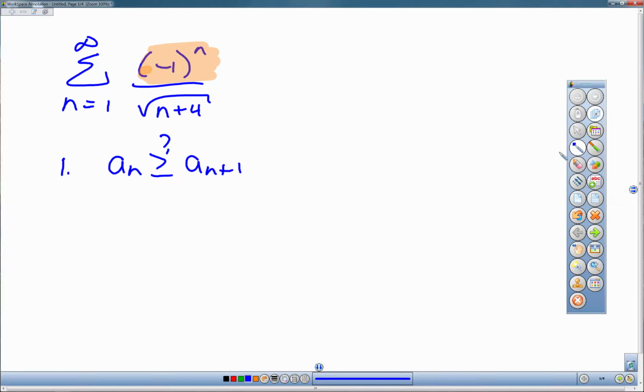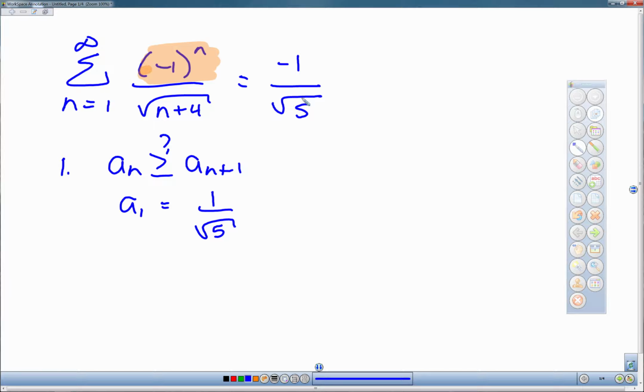So let's write out a couple terms to see if we can identify what's happening. So a sub 1 would be equal to 1 over the square root of 5. Now some of you might say, wait, huh? Mr. Havenhill, are you sure about that? When we plug in 1 up here, it's not going to be negative 1 over the square root of 5. And if you spotted that, you would be correct.